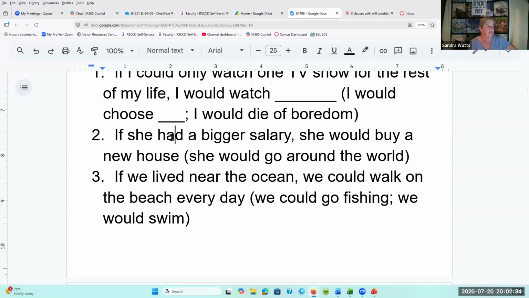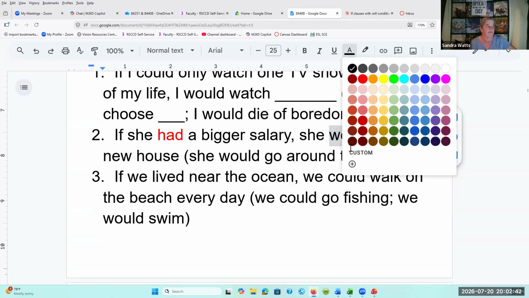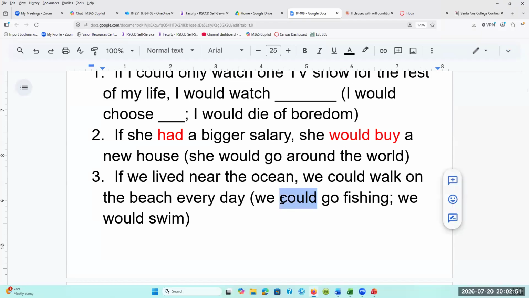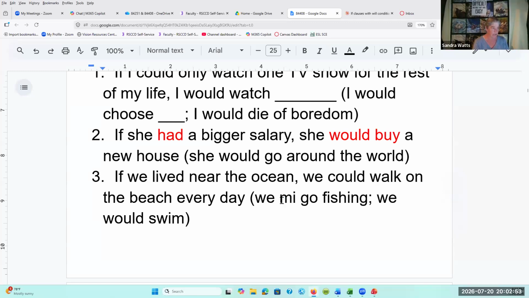But like I said, grammar and meaning is what I really want you to pay attention to. So that past tense with the if and then the would or could or might. Here, I'll put a might in here. Let's put one might in there so we have an example.